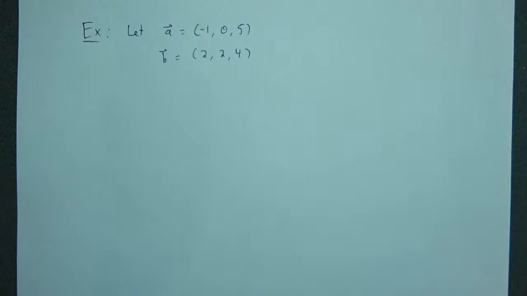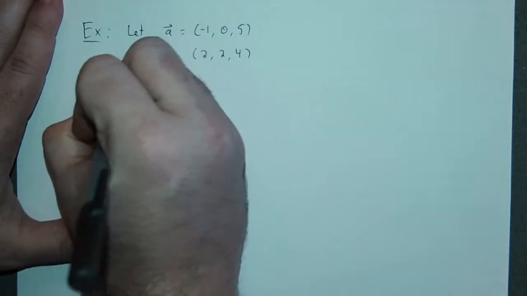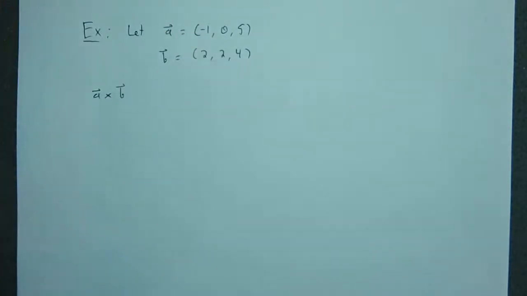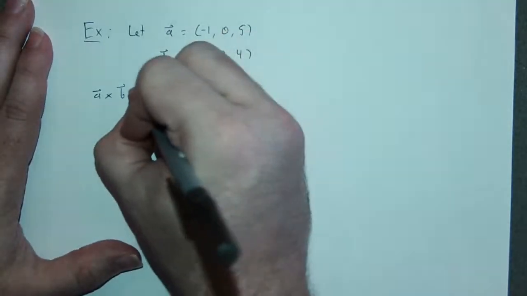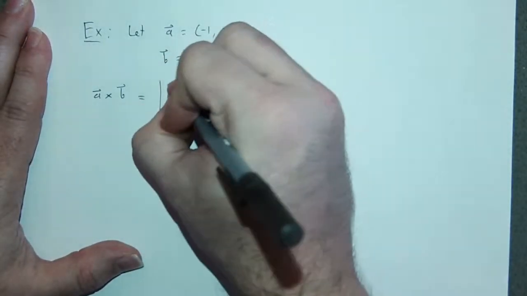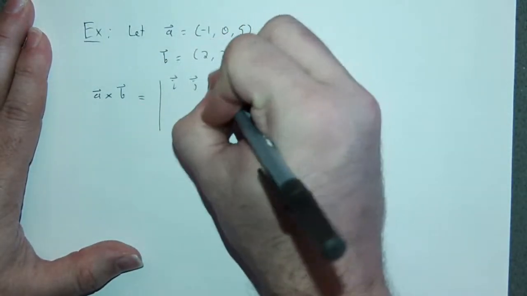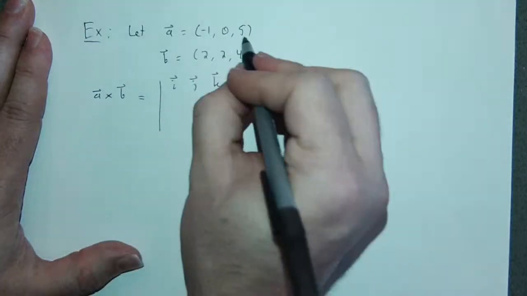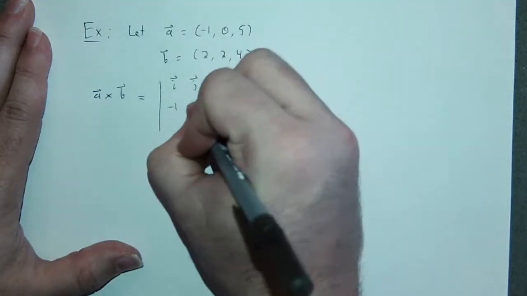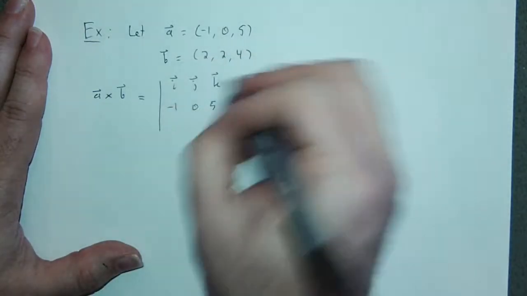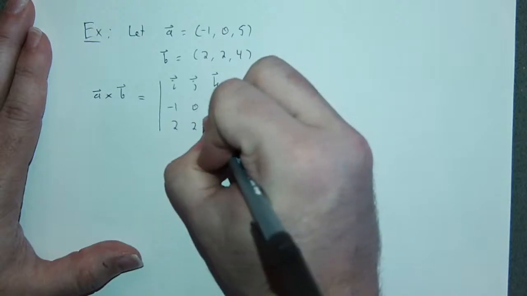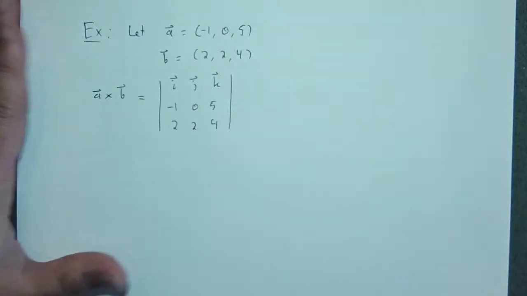Okay, so let's compute A cross B. What is A cross B? So A cross B is the determinant of this weird thing where i, j, and k are my first row. The components of A are my second row, -1, 0, and 5. And the components of B are my third row, so 2, 2, 4. Okay, I'm taking the determinant of that.